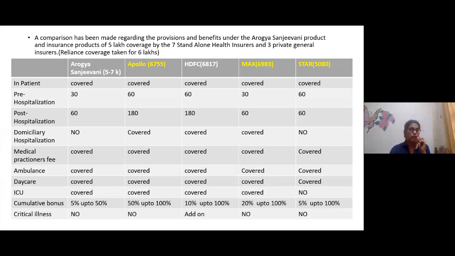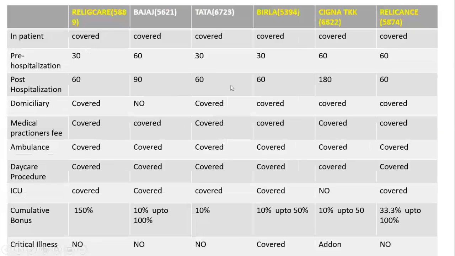Pre-hospitalization, in terms of pre-diagnosis or a pre-existing disease, has been covered for 30 days in Arogya Sanjeevani, and it varies from 60 to 30 in most of these cases. Post-hospitalization, the follow-up after your discharge varies from 60 in Arogya Sanjeevani to even 180 in some of the other policies. You can see it as 90 in the Dutch and Tata specific products.